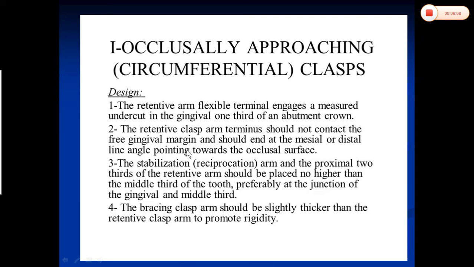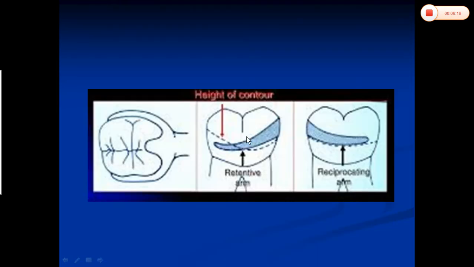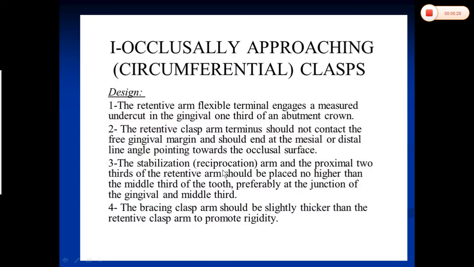So the return arm terminus should not contact the free gingival margin and should end at the mesial or distal line angle, pointing towards the occlusal surface. So this should engage the undercut and it should not impinge the gingival margin, and the tip should curve occlusally upward and engage the mesial line angle or distal line angle. The stabilizing reciprocal arm should be positioned at the proximal third of the return arm, placed no higher than the middle third of the tooth.